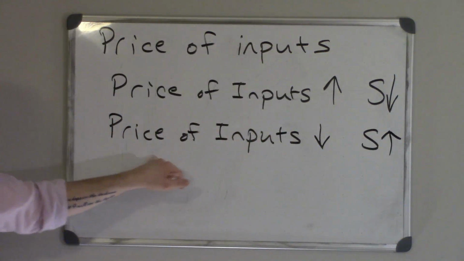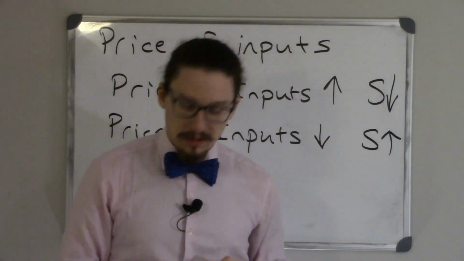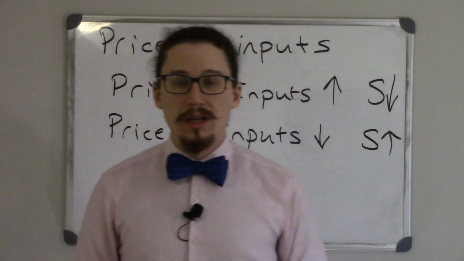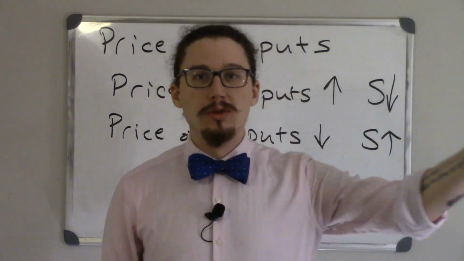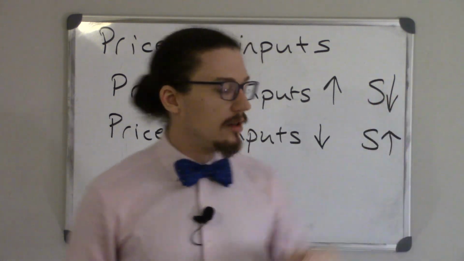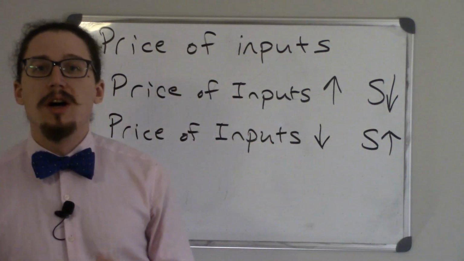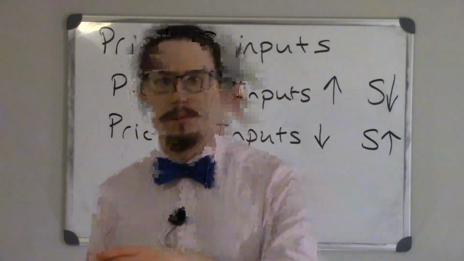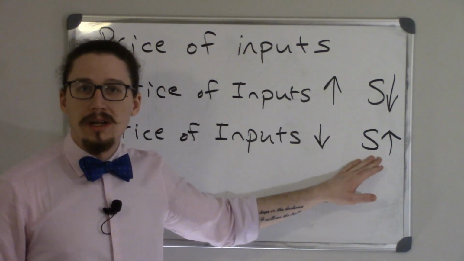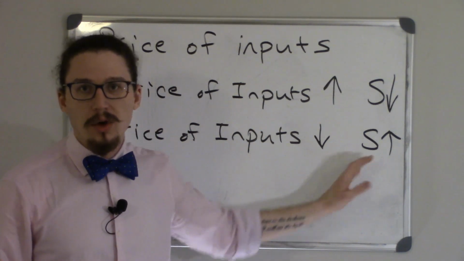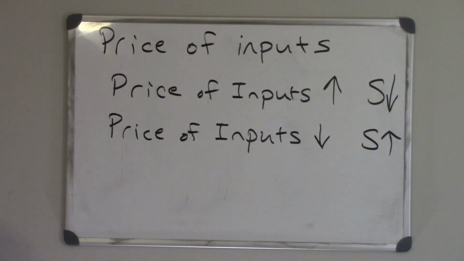On the flip side, if the price of inputs goes down, now the producers that are already in the market can potentially have more money to make more of the good, increasing supply at the same price. And you also have some producers who are now able to break even. Once again, that's how all of this works. They are now able to break even and will join the market as well, so increasing supply.